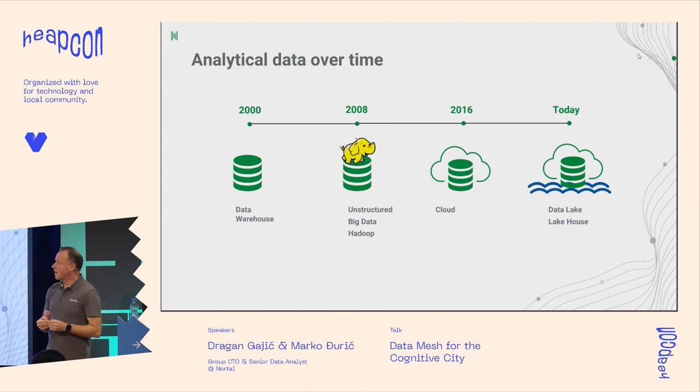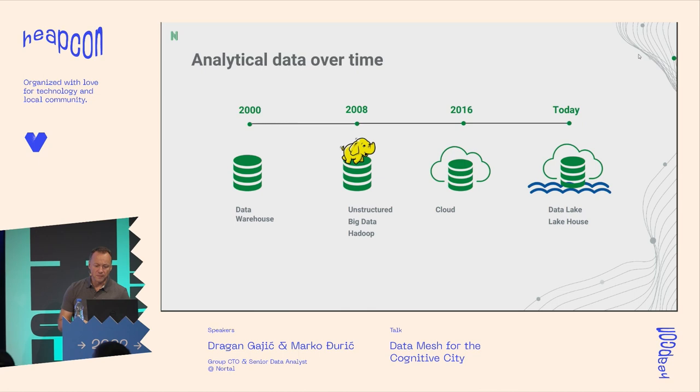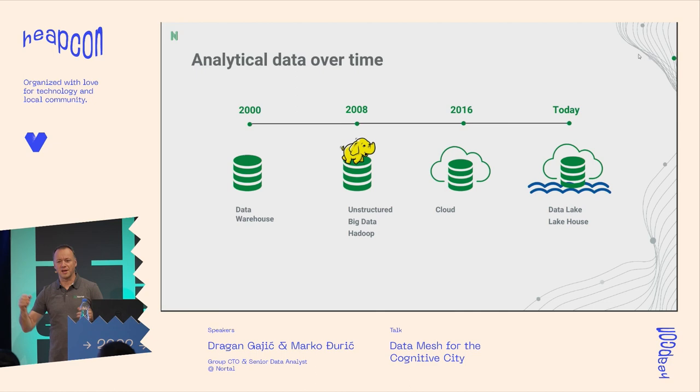Then after cloud, we started to talk about data lakes, right? Lakehouses. Everything on cloud. You know what a lakehouse is? That's a combination of data warehouse and data lake, because they both have advantages and disadvantages, right? Like nothing is a perfect solution.